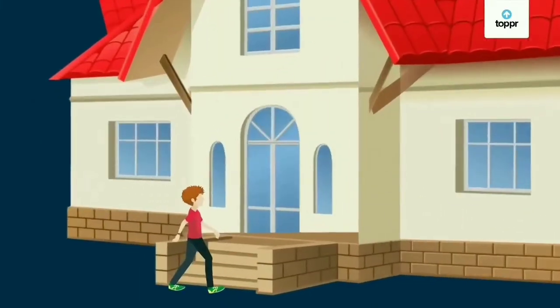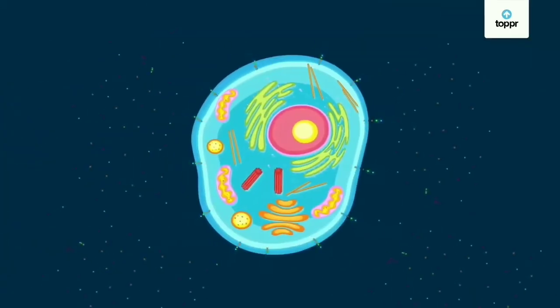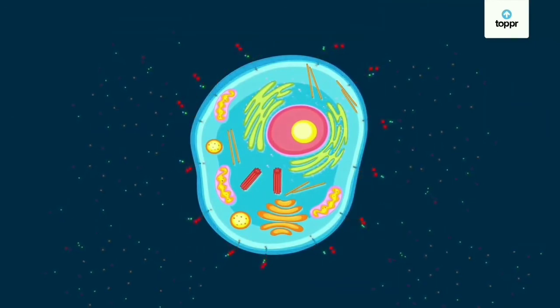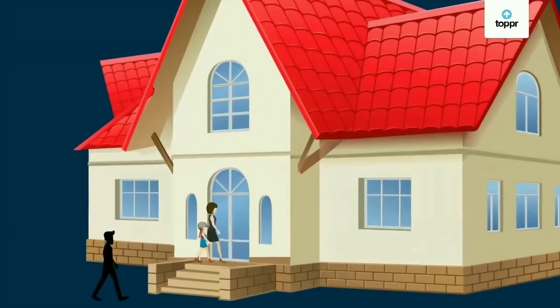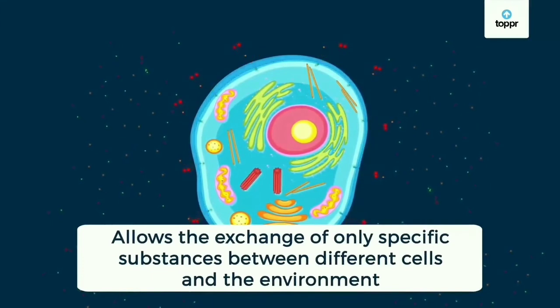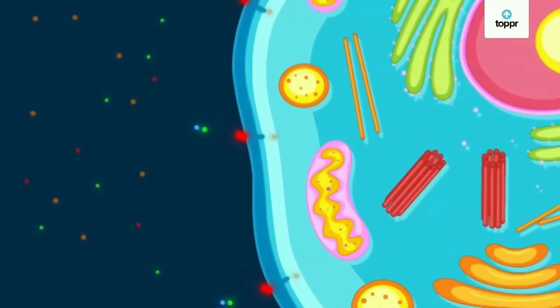Let's look at the door. It allows us to go in and out. Even the cell membrane has doors to let things in and out. Just like our doors are unlocked by us and not by strangers, the cell membrane also allows the exchange of only specific substances between different cells and the environment. Movement of specific substances means it only allows a few substances and not the rest.